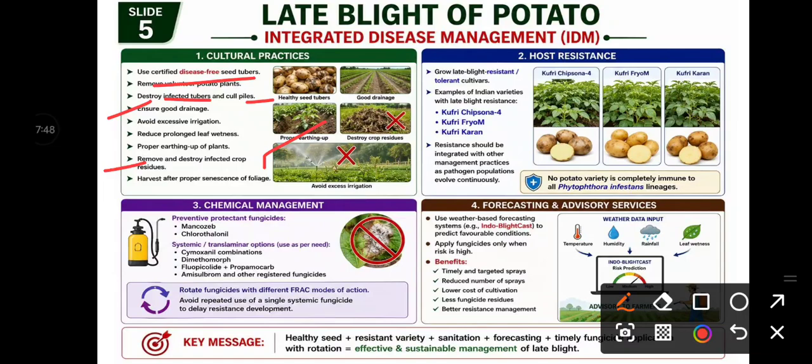Then about irrigation, we should avoid excess irrigation to reduce prolonged leaf wetness because leaf wetness ultimately contributes to disease. Then the most important thing is host resistance. Grow late blight resistant cultivars like Kufri Chipsona 4, Kufri Jyoti, Kufri Girdhari. These are the resistant sources. Okay, you can use these varieties. Then chemical management.